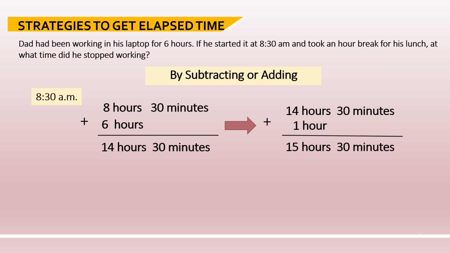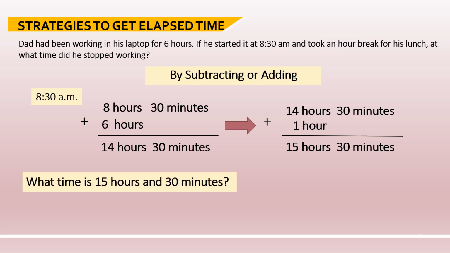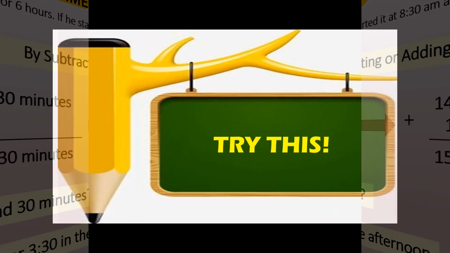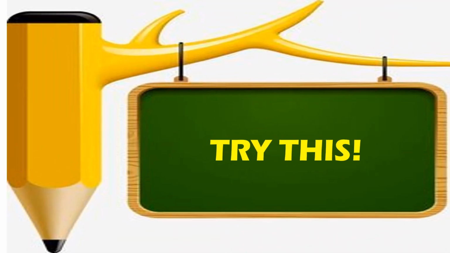So, what time does 15 hours and 30 minutes represent or show? Excellent! It is 3:30 p.m. Is it clear? Do you get how to find answers to questions or problems related to elapsed time? Now you have learned the different ways or strategies in finding elapsed time.